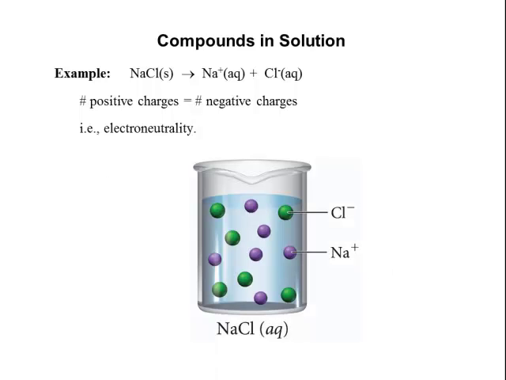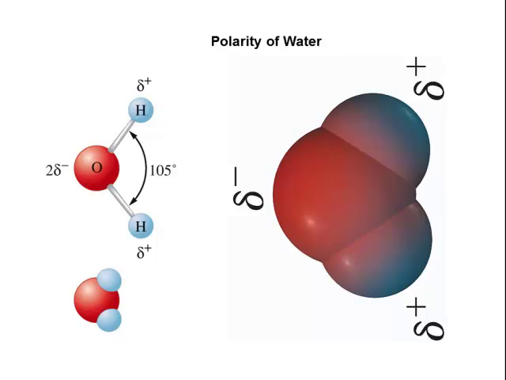Alright, a little bit prettier picture of that, showing the same thing where we're going to get Na+ ions and Cl- ions in solution. That's what makes this an electrolyte. Now before we get too much more into electrolytes and non-electrolytes, let's talk about the actual process of dissolving. But first, in order to understand that, we need to talk about something called the polarity of water.